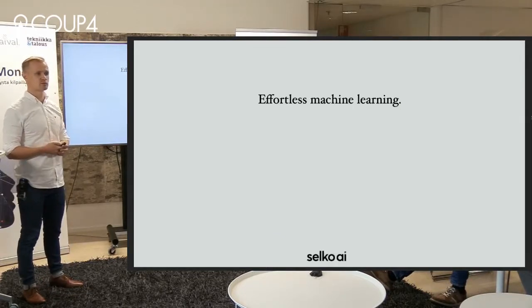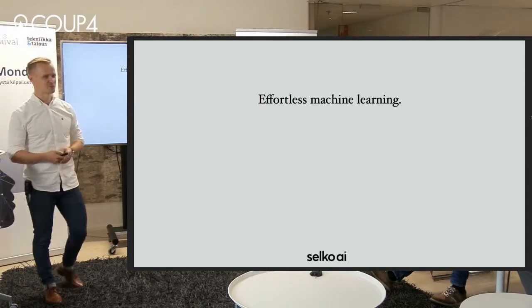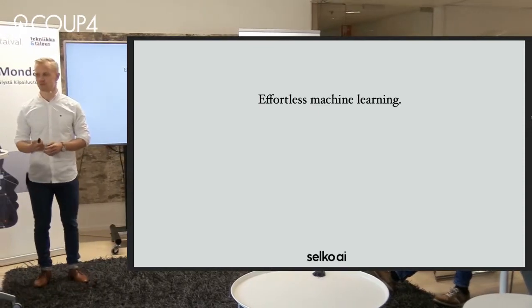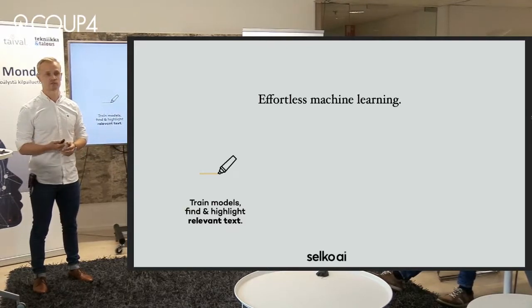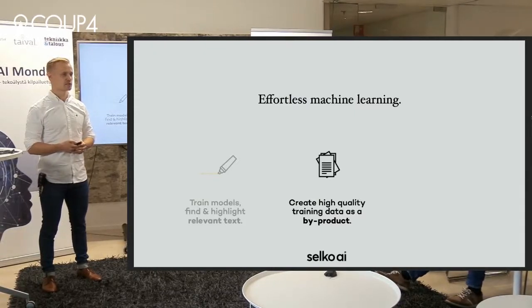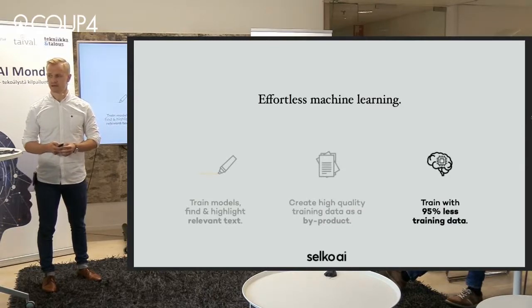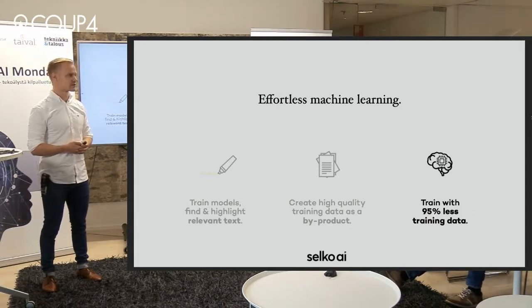And what we aim to do is effortless machine learning. And after Eero's presentation, of course, it's difficult to do effortless machine learning, but that's what we try to do, and that's, I think, what we're delivering. So we give the user the option to train the models and then find the interesting, relevant text from the documents. Then they can also use the tool to create training data, because that's often an issue that companies don't have training data to begin with. And we've also gotten really good results on significantly smaller sets of training data using clever transfer learning.